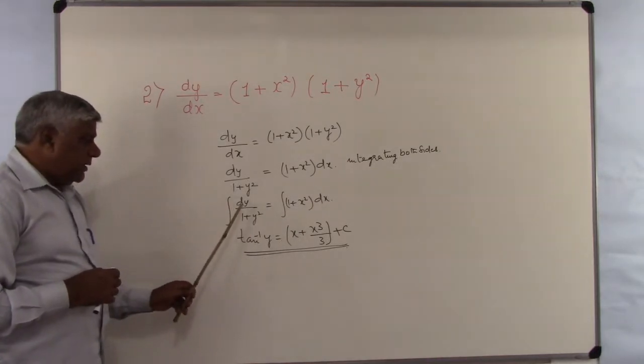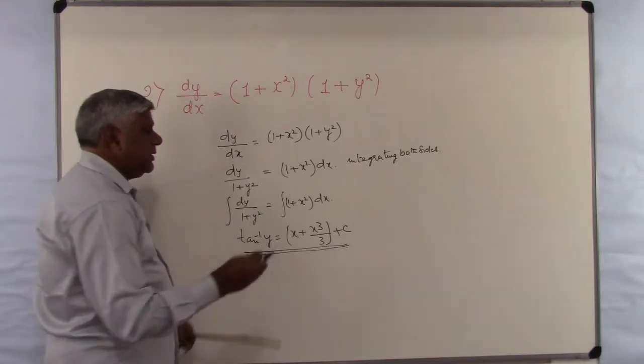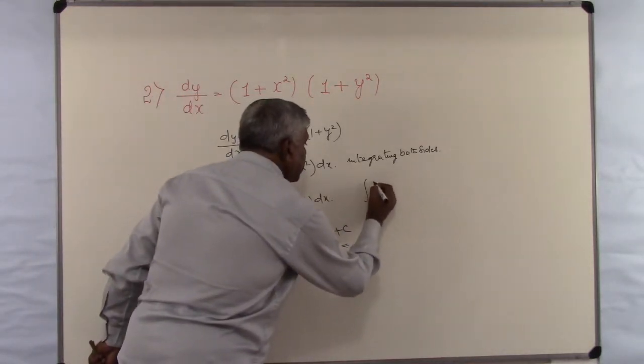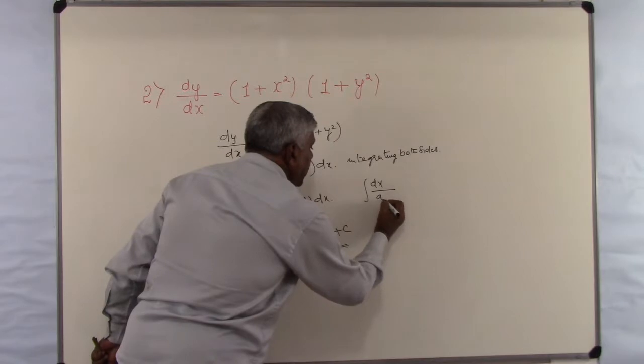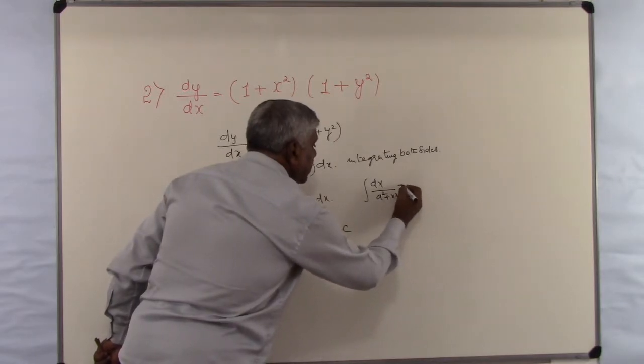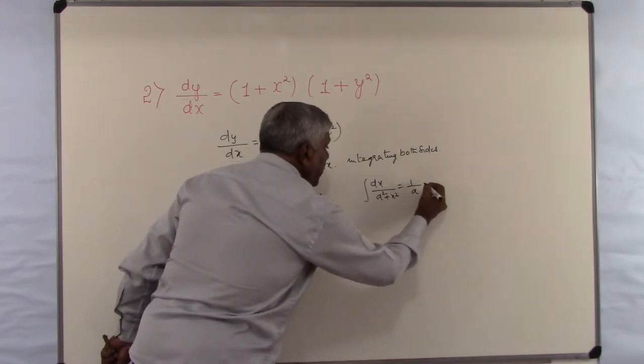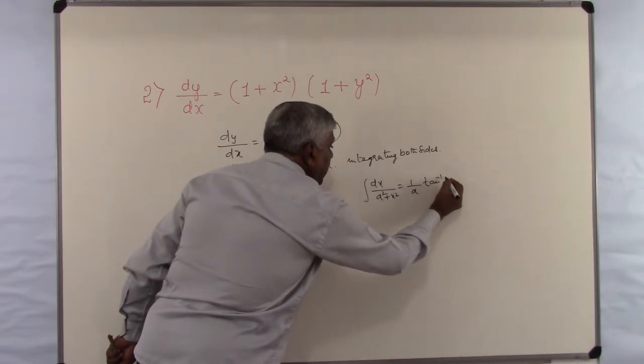Now, you can see here, integration of dx by a square plus x square is equal to 1 over a tan inverse x by a.